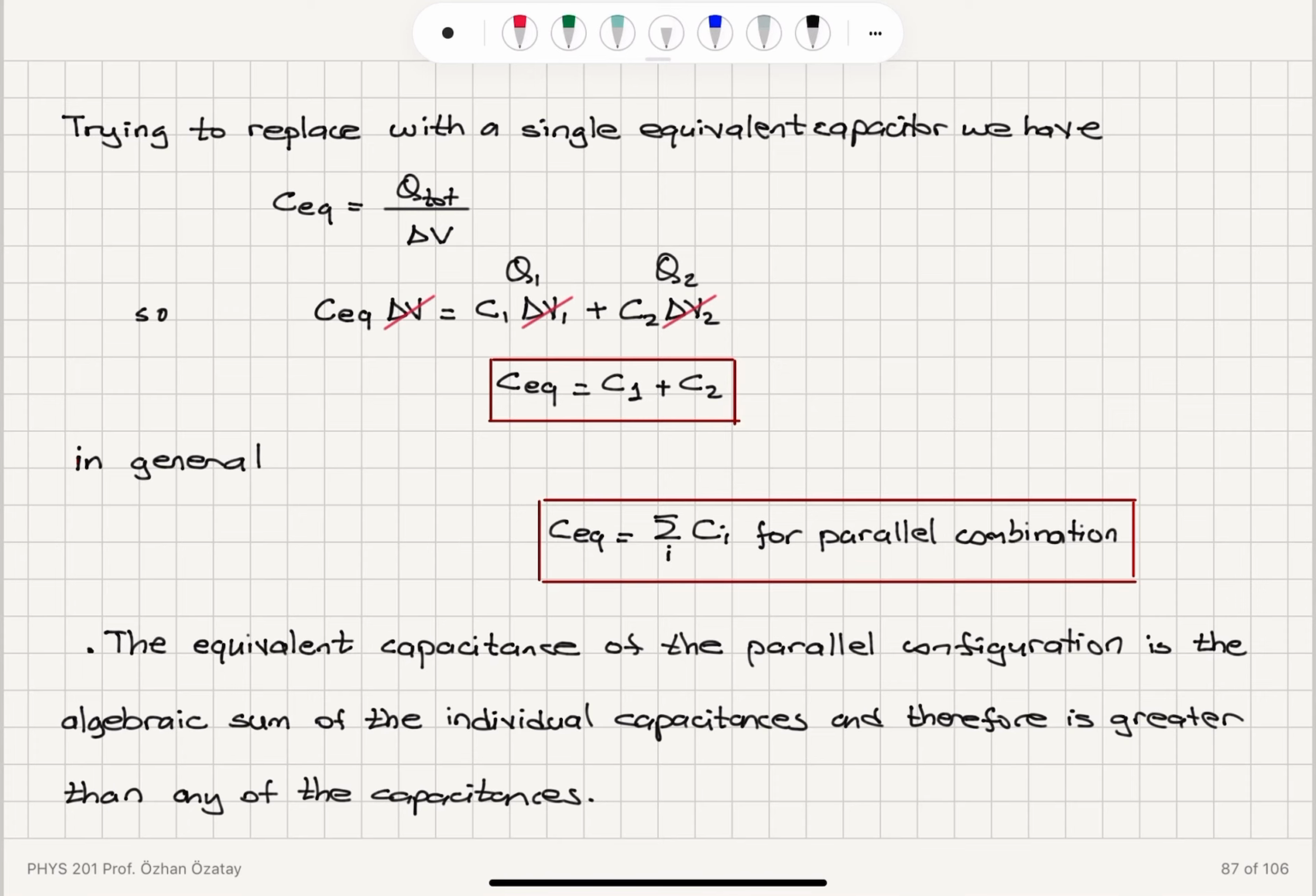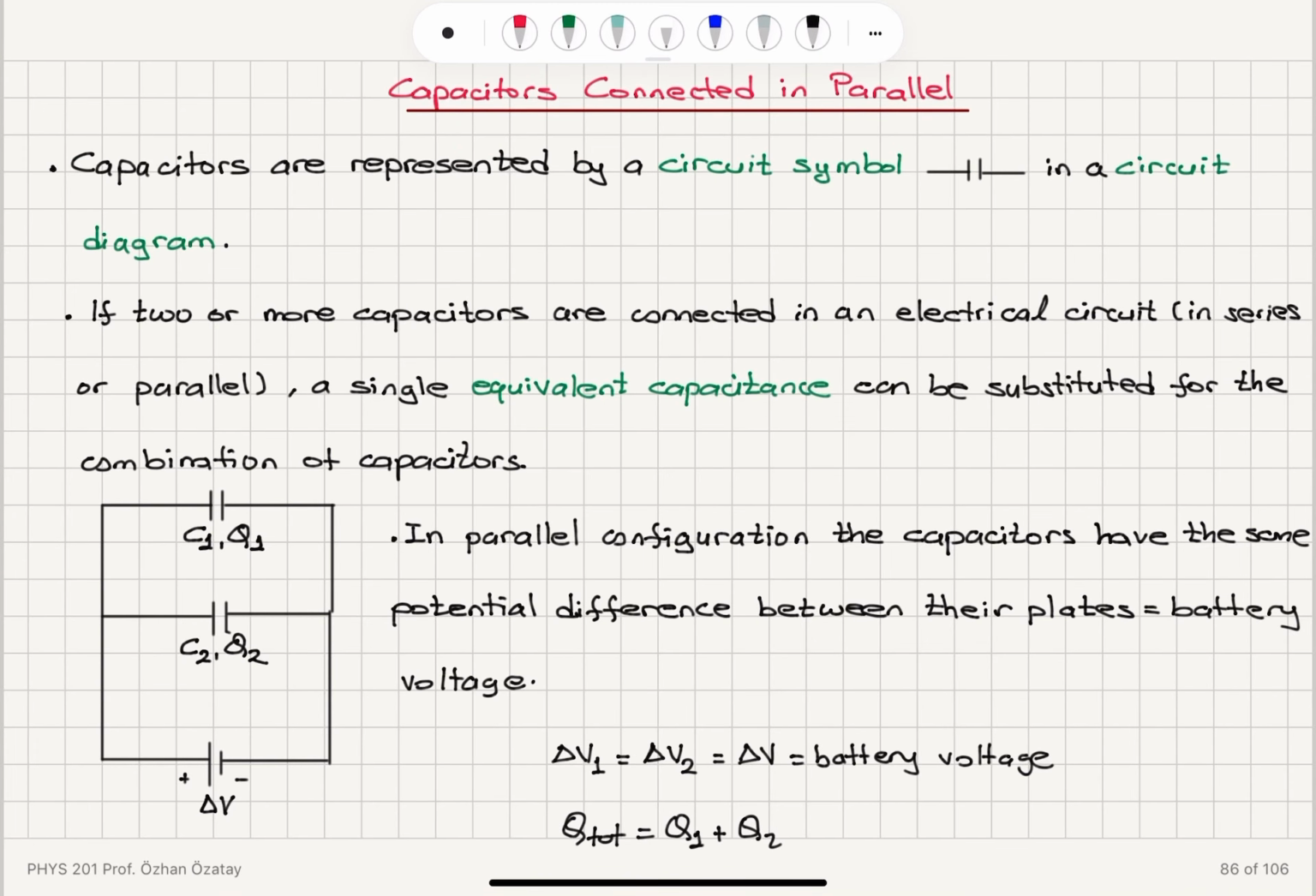larger equivalent capacitance. So in summary, we talked about the circuit symbol for a capacitor, which looks like a parallel plate capacitor in a circuit diagram. And when we have a connection of capacitors in series or parallel, we can talk about an equivalent capacitance. In the case of parallel configuration, we have the same voltage between the terminals of the capacitor plates, and the total charge stored will be the sum of the charges stored by the individual capacitors.